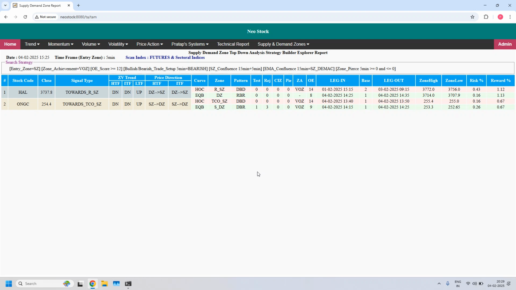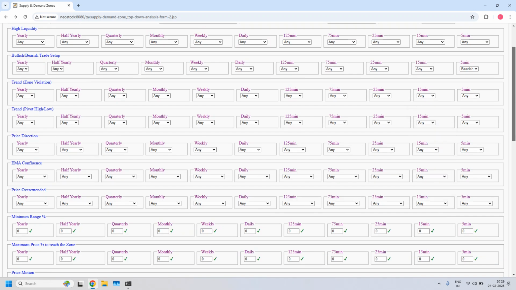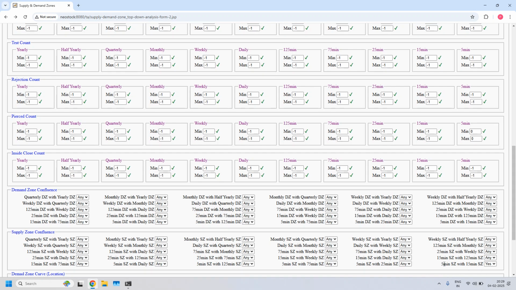Next, let us filter based on LTF, ITF and HTF supply zone confluence. I am removing this EMA filter. In the supply zone confluence, we should set 3 filters. First filter is already enabled, that is 5 minutes with 15 minutes. Second filter, 5 minute supply zone with 75 minute supply zone confluence. Third filter, 15 minute supply zone with 75 minute supply zone confluence.